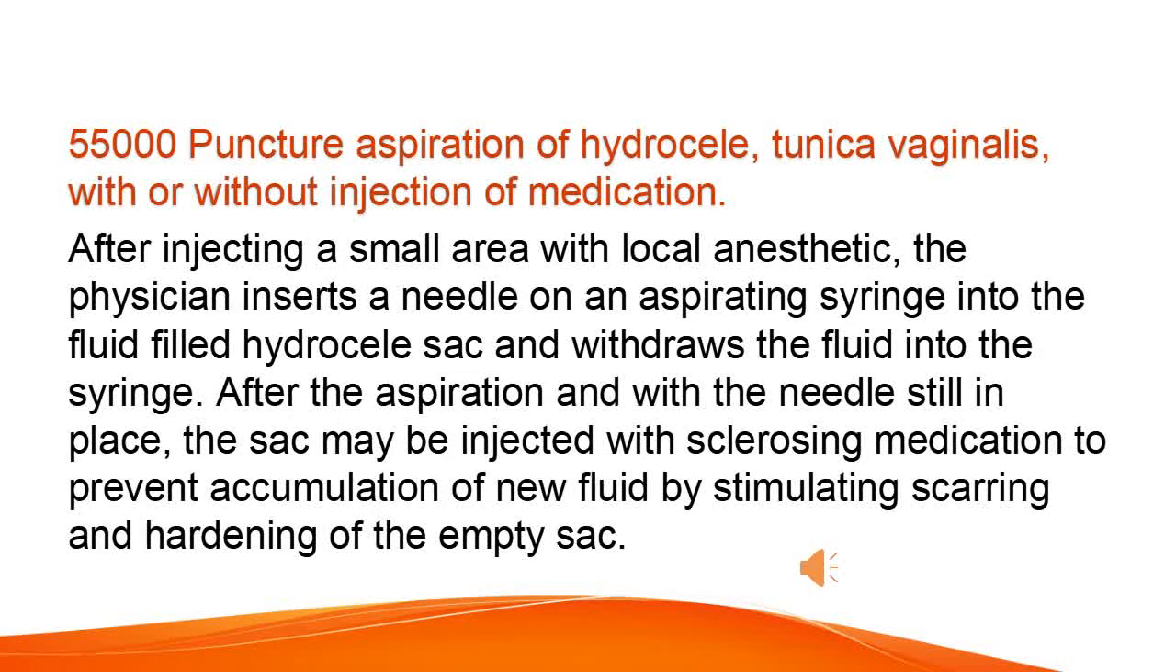Puncture aspiration of hydrocele, tunica vaginalis, with or without injection of medication. After injecting a small area with local anesthetic, the physician inserts a needle on an aspirating syringe into the fluid-filled hydrocele sac and withdraws the fluid into the syringe. After the aspiration and with the needle still in place, the sac may be injected with sclerosing medication to prevent accumulation of new fluid by stimulating scarring and hardening of the empty sac.